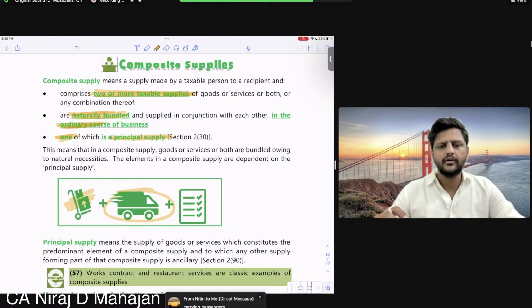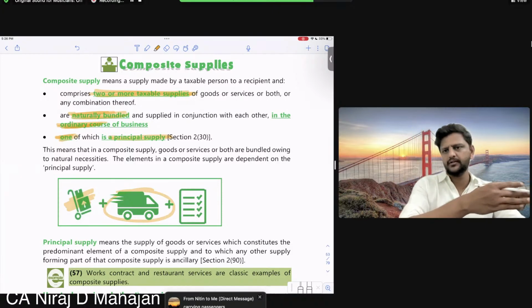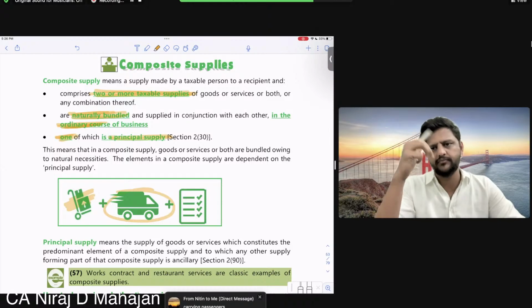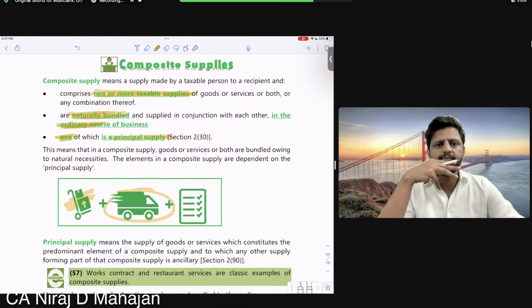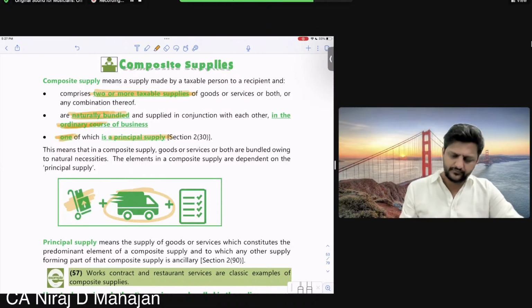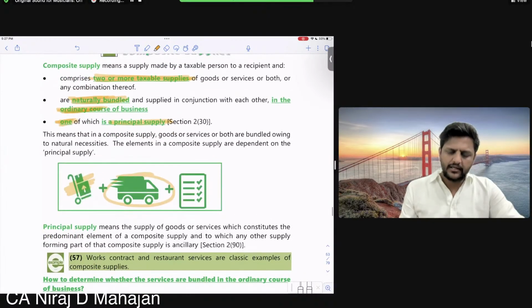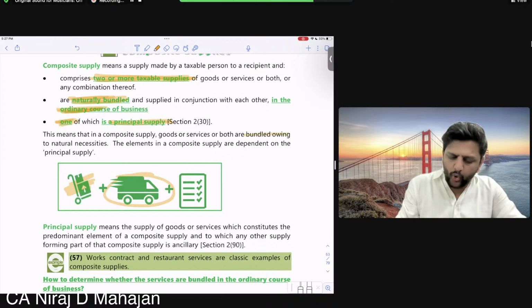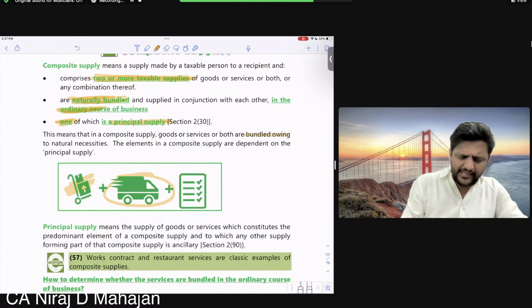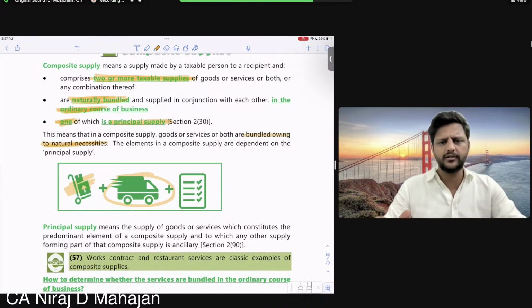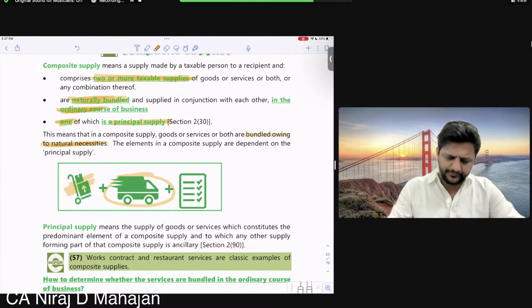Very good, Nitin. Good. Transportation of passengers is the principal supply. है कि नहीं बच्चों? Because of this, other things are happening. What is the main core transaction? Understood, everybody? So this means that in a composite supply, the goods or services both are bundled owing to natural necessities. That means they will be supplied together. They have to be supplied together. Okay?